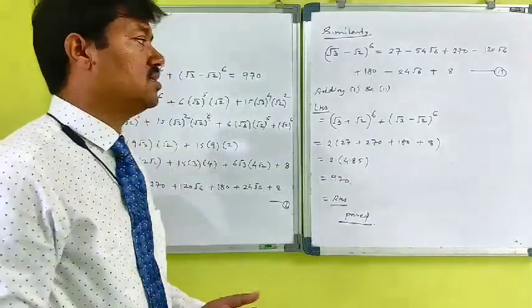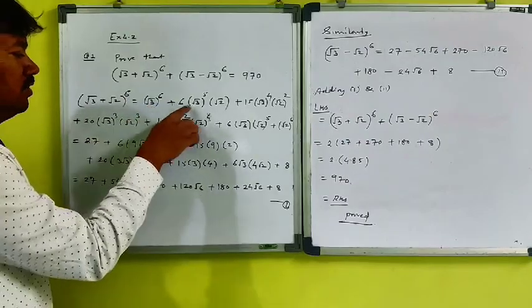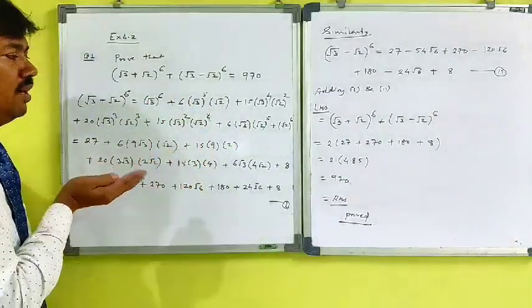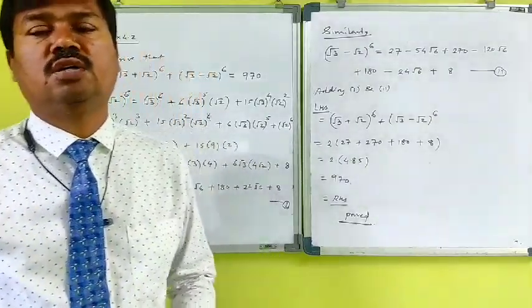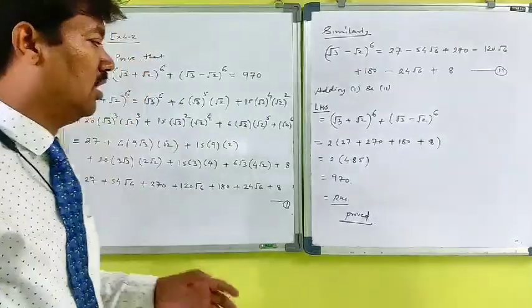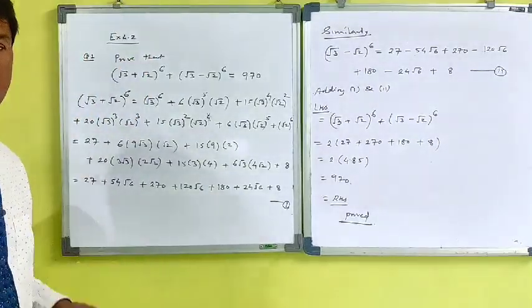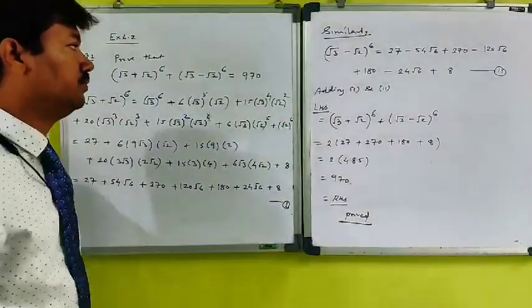So here it's very simple. You have to just check the power of the first term decreases, the power of the second term increases, and for the sixth power, you have to take the coefficients from Pascal's triangle. So I think everybody should understand this one. Very easy, right? Now we move to the next sum.